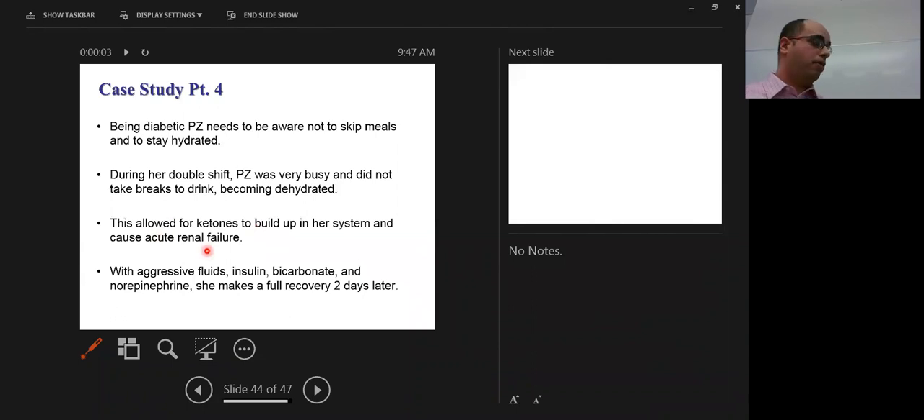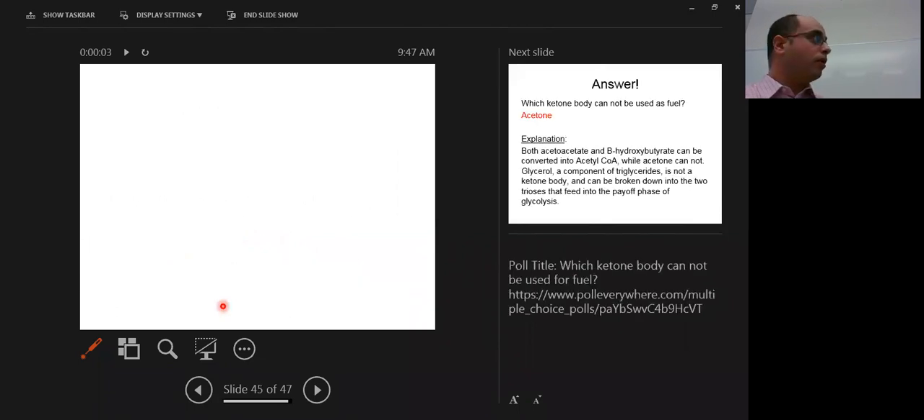So the good part is it's pretty much reversible. With aggressive fluids, insulin, bicarbonate, and norepinephrine, she made a full recovery within 2 days. So of course, there are many physiological changes that happen with diabetes. This is just one of them. So a little review question. Which ketone body cannot be used for fuel?